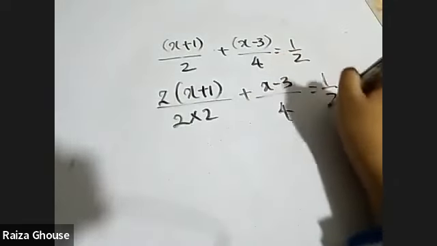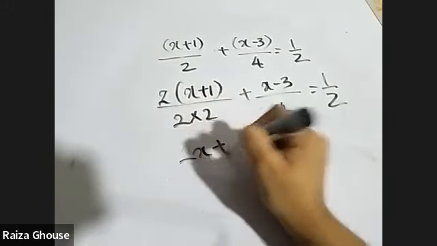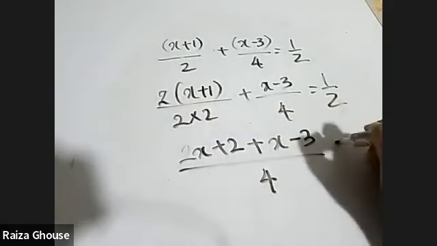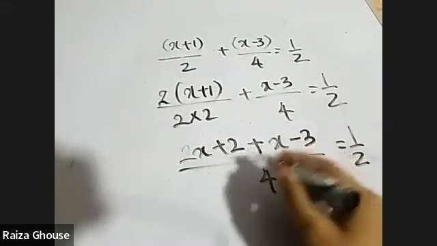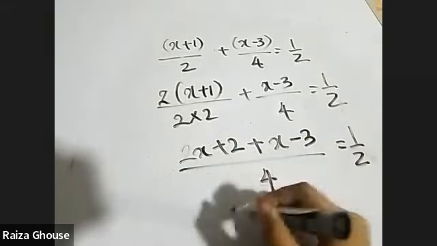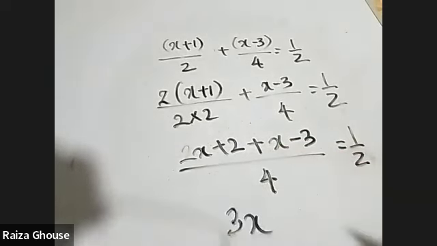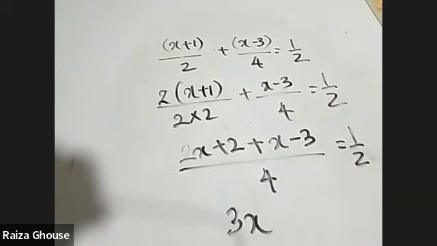Now I can do, right, here I'm getting 2x plus 2 plus x minus 3 over 4 equal half. Now you can remove the denominator. You can solve the numerator. Like terms are there. 2x plus x is 3x. Azima, plus 2 and minus 3 is how much? Minus 1. Great.